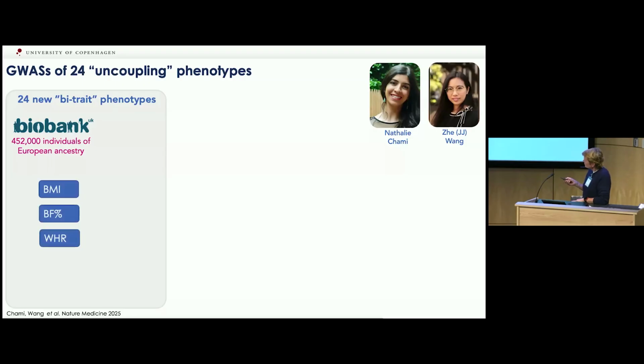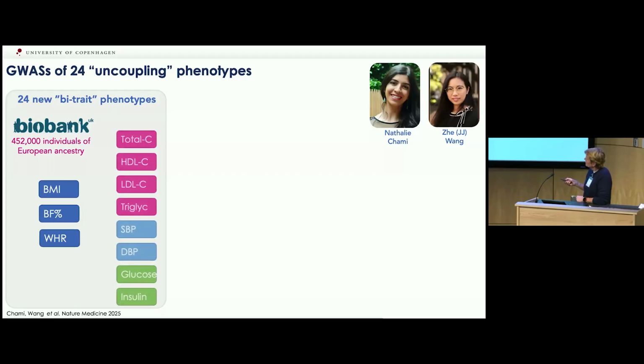But we looked at these phenotypes, body mass index, body fat percentage, and waist-hip ratio on one hand, and these cardiometabolic risk factors on the other hand. So lipids, blood pressure, and glucose and insulin. And what we did is, so this story actually builds on a previous story where we used summary statistics. So here we use individual level data, mostly of the UK Biobank.